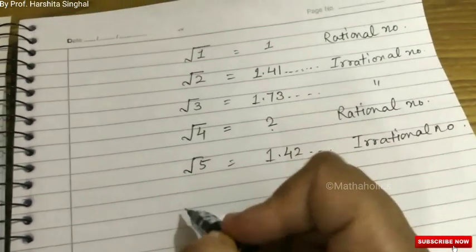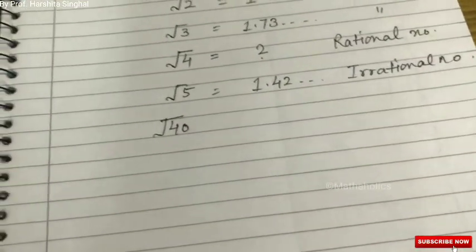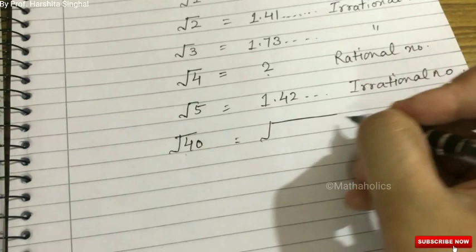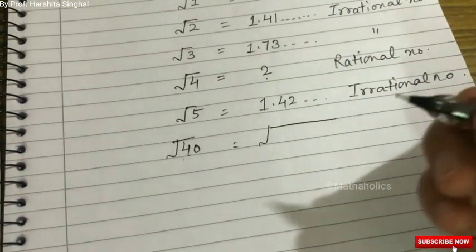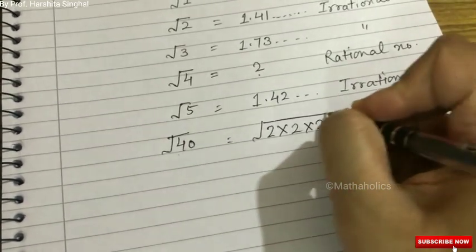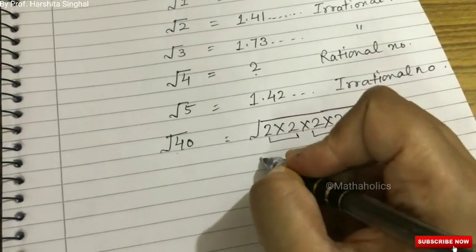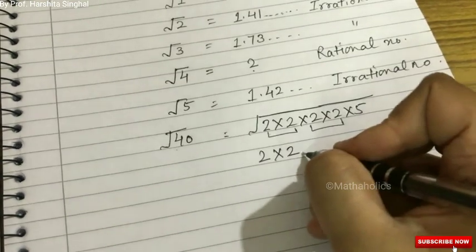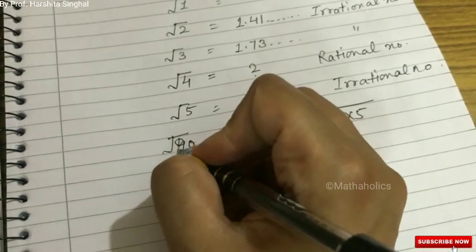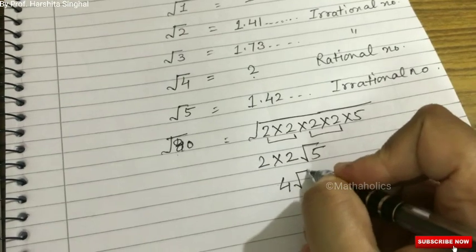Now let me take one more example. Suppose root 40 is written and you have to find whether it is a rational number or an irrational number. So I will divide this 40 into its prime factors. Now these two will be paired up and they will come outside the root, so 2 multiplied by 2 will come outside the root and 5 will remain inside. So the value of root 80 is 4 root 5.